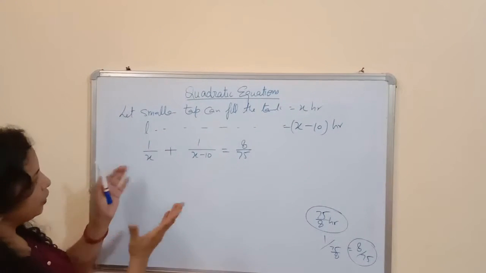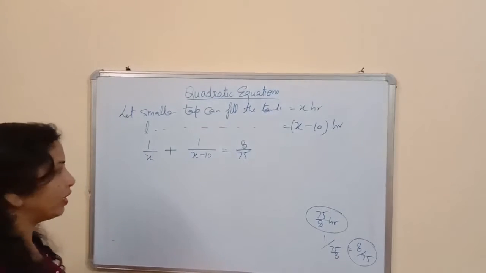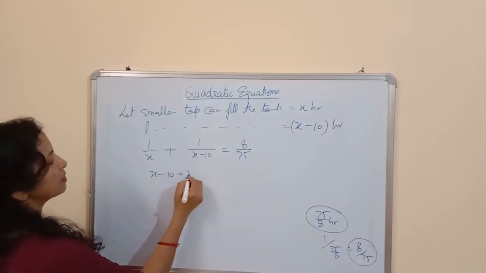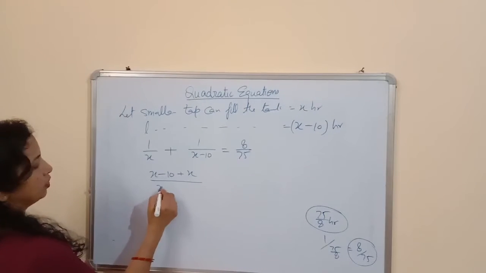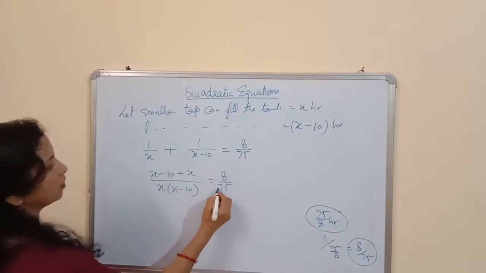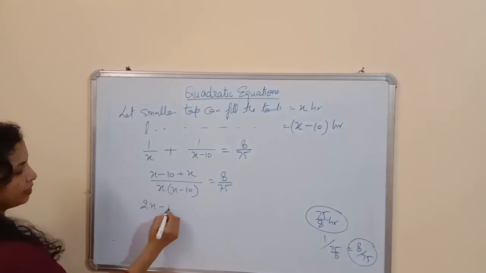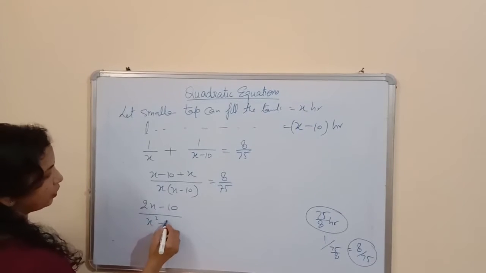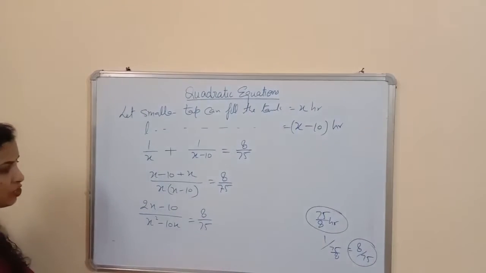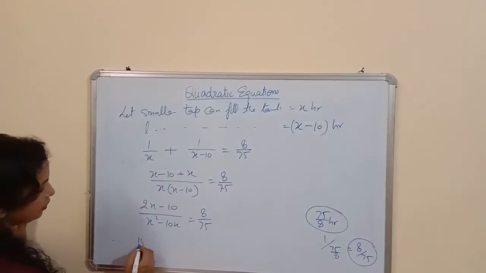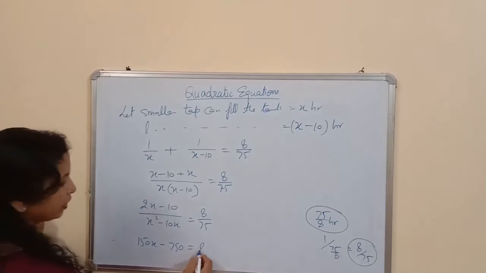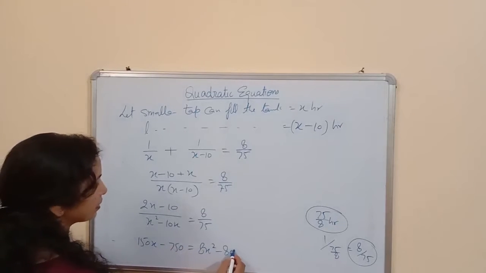Now you can simplify it by forming the quadratic equation. By taking the LCM, (x minus 10 plus x) upon x into (x minus 10) is equal to 8/75. It will be (2x minus 10) upon (x square minus 10x) is equal to 8/75. Now by cross multiplication we will get 150x minus 750 is equal to 8x square minus 80x.